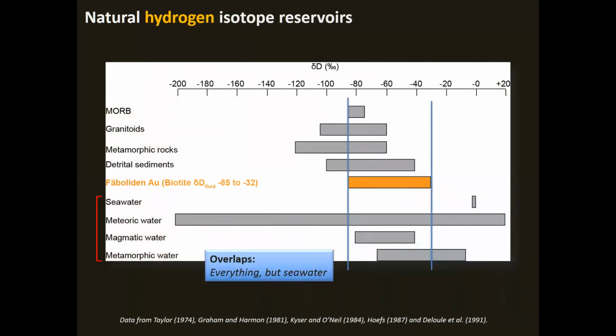So we're doing the same thing with hydrogen isotopes. We calculate this into fluid data, which then will land minus 85 to minus 32 per mil, and compare that with other types of water. And we see that the Fäboliden range in orange here, it will overlap with everything that we have except seawater in this graph. So a significant overlap both between magmatic water, meteoric, and metamorphic water.